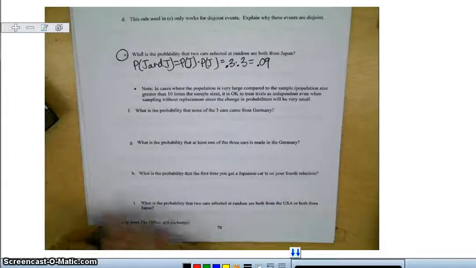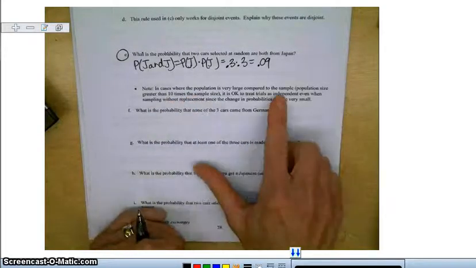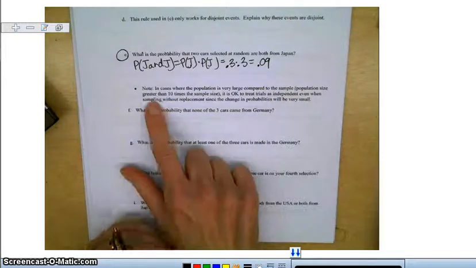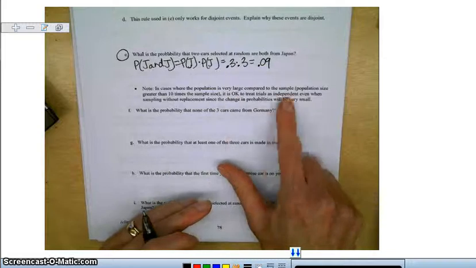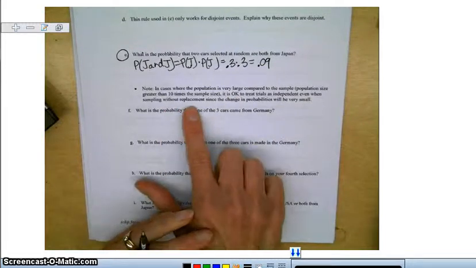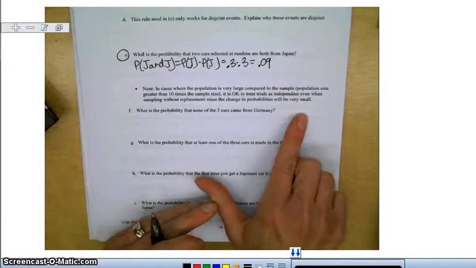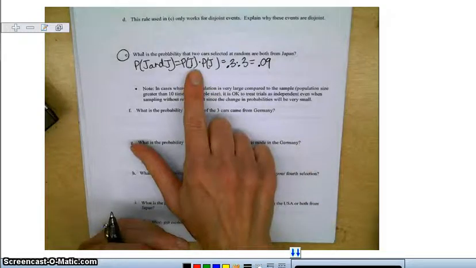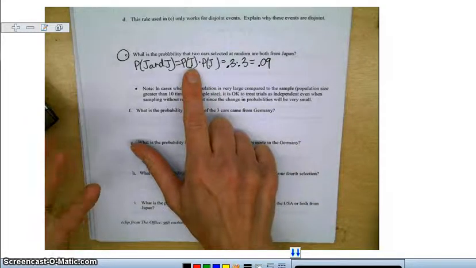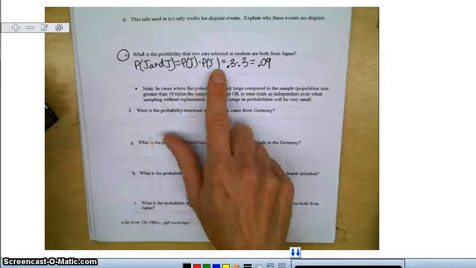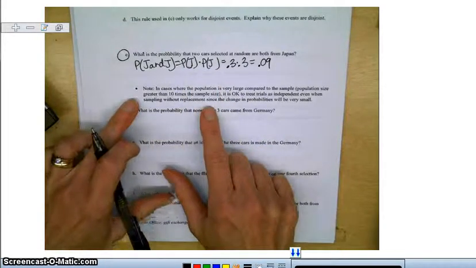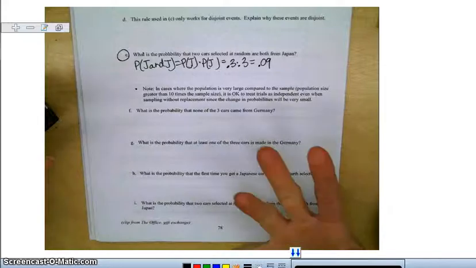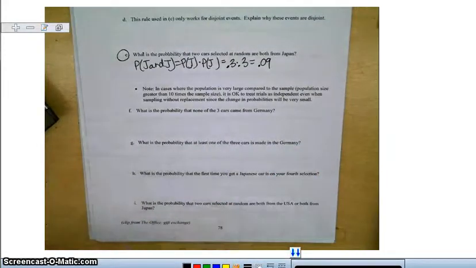So in cases where the population is very large compared to the sample, or the population size is greater than 10 times the sample size, it's okay to treat trials as independent, even when sampling without replacement, since the change in probabilities will be very small. Technically, since I selected one car that was Japanese, I reduced the total number of Japanese cars, which technically makes these not independent. But like this says, if we're dealing with all cars, there are so many of them, we can assume that the events are going to be independent.